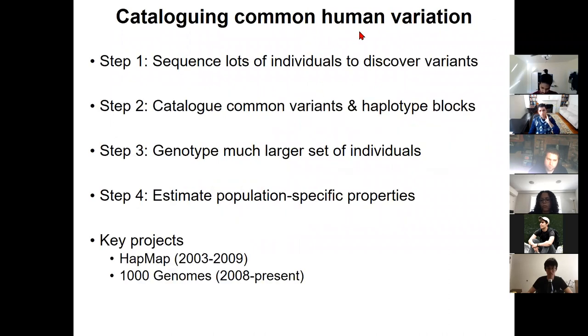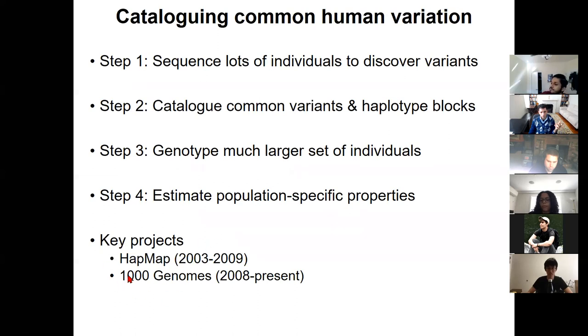So the goal of human genetics is of course to understand disease, but as a prelude to that, what you need to do is understand and systematically catalog human genetic variation. So the first step for that is sequencing lots of individuals to discover the variants in the first place. The second step is cataloging those common variants and the co-inheritance patterns in these haplotype blocks. And step three is genotyping a much larger set of individuals. So you sequence, I don't know, on the order of thousands to discover the variation. And once you have the variants, you then genotype on the order of millions of individuals. And then you can estimate population-specific properties and disease-associated properties and so on and so forth.